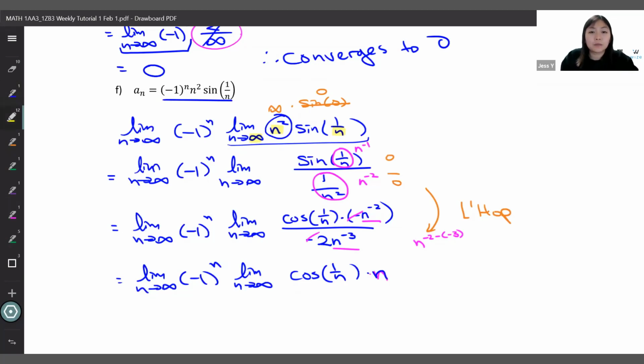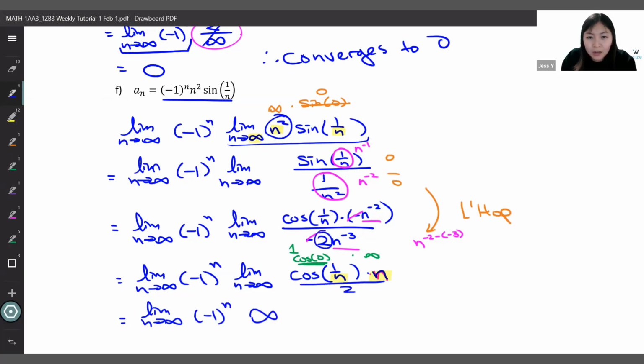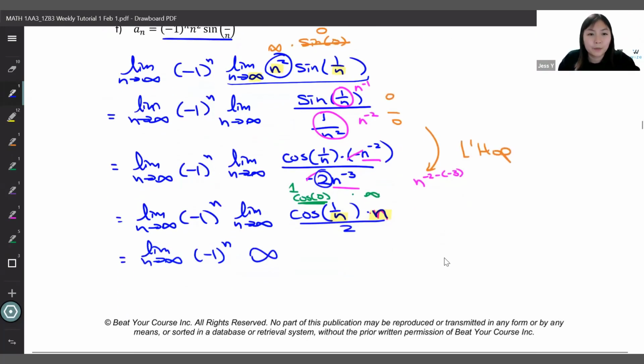Now let's do a direct substitution. When I sub in n equals infinity, I get cos of 1 over infinity, so that's cos of 0 times infinity. Some people are like, oh, we have to use L'Hopital again. No, you don't, because cos of 0 is 1. So this is 1 times infinity, which is infinity. Sorry, I should actually write this down. You have the limit as n goes to infinity of negative 1 to the n times infinity, okay? Oh, sorry, thank you for pointing that out. I did forget that 1 half, my bad, there's a 2 in the denominator, but infinity divided by 2 doesn't even make a dent, it's still infinity, but thank you for pointing that out.